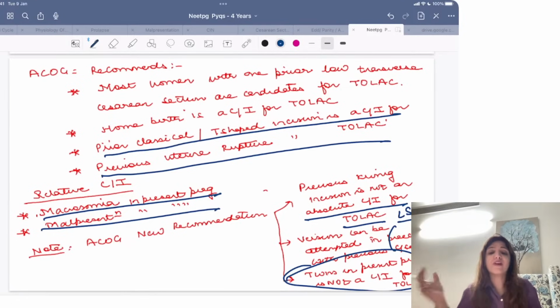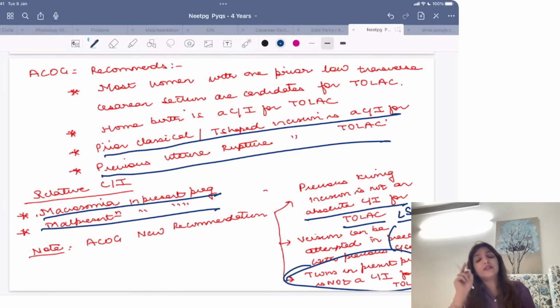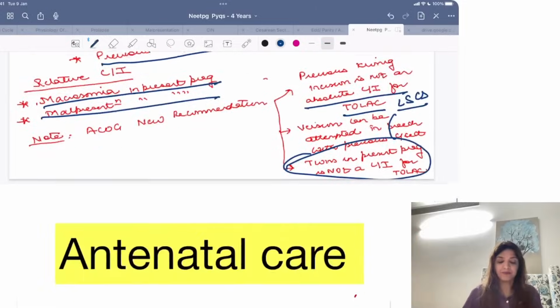Indication of ECV, very easy. Whenever there is a single baby and the single baby is either in breech or in transverse lie, then you go for ECV. Time for doing ECV is 36 weeks. Right?